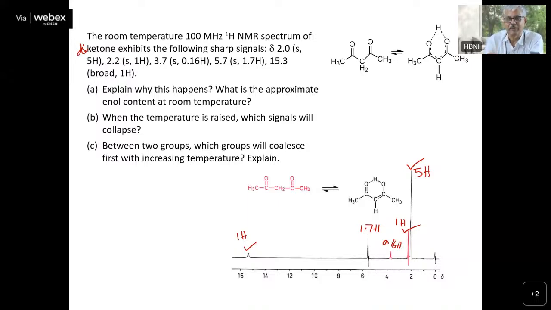Now why it happens is simple. These diketones undergo a keto-enol tautomerism, and they are temperature dependent.